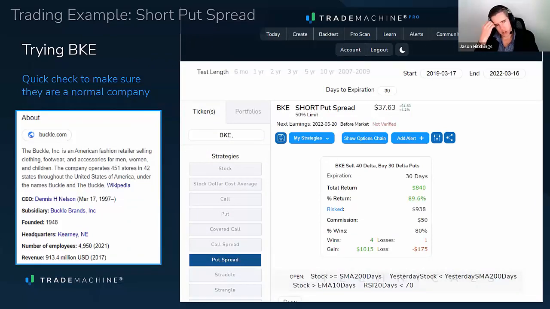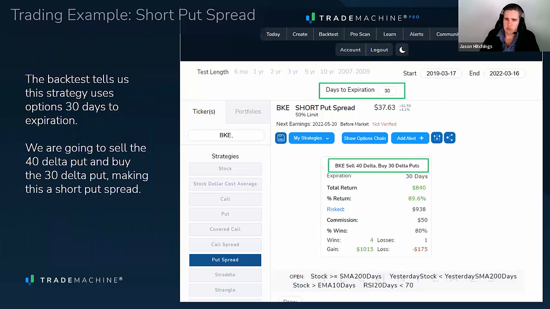BKE, I did not know the company, so I did a quick check. I see that they have $900 million in revenue. They have 5,000 employees. They make apparel. Like, okay, bread and butter company. I don't have to worry that I'm trading a weird leveraged ETF or ADR or something. So I pull up the company.